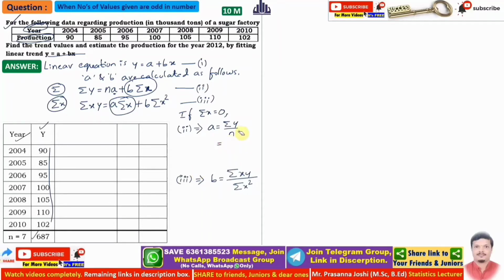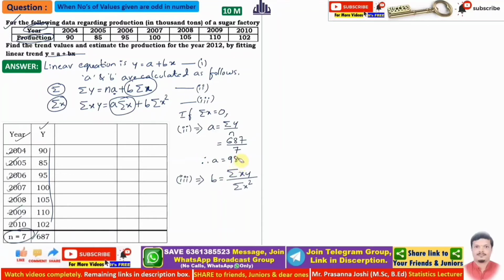What is n? n is nothing but how many values are given. See here: 1, 2, 3, 4, 5, 6, 7. So n equals 7. So a we can get easily by substituting the summation of y value and n, that is 687 divided by 7. Therefore, a is equal to 687 divided by 7. If we perform this, we are going to get 98.1428. So this is the a value.